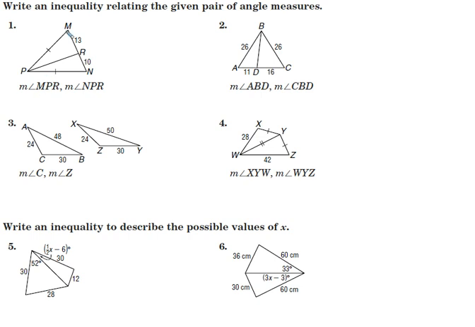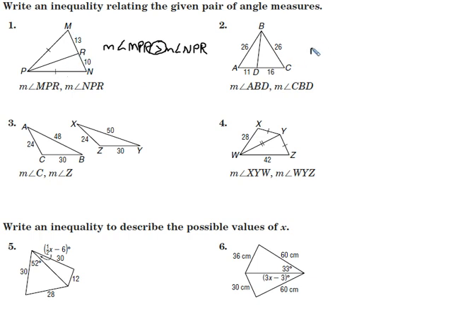We're looking at angle MPR versus angle NPR. The measure of angle MPR compared to the measure of angle NPR. Okay, MPR is opposite the 13 side. NPR is opposite the 10 side. Because 13 is greater than 10, that angle is bigger. Angle MPR is greater than angle NPR.